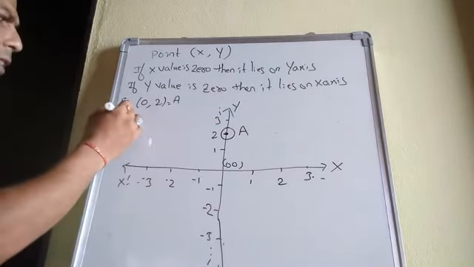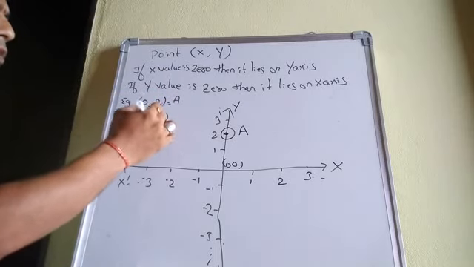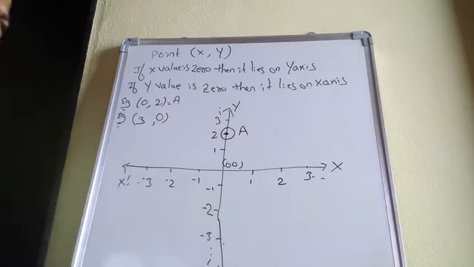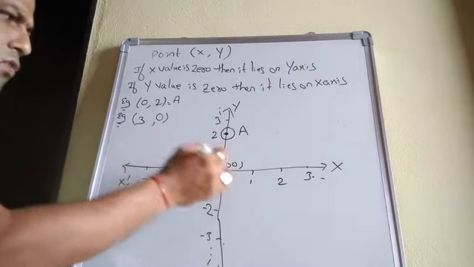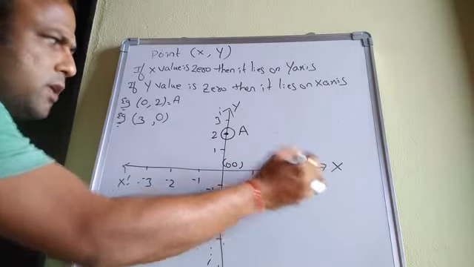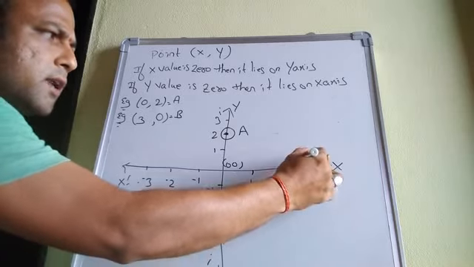If you take another example, where the y value is 0, the x value we can take as anything. I have taken it as 3. So the x value is 3 and the y value is 0, nothing, so this point, which we take as B, will be plotted here.